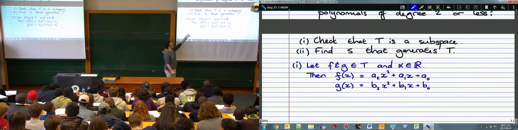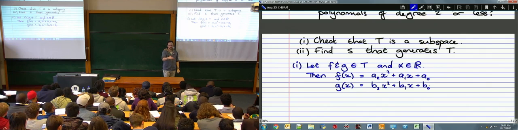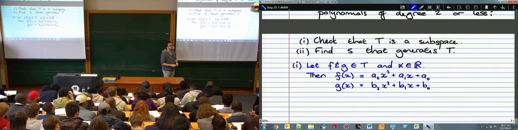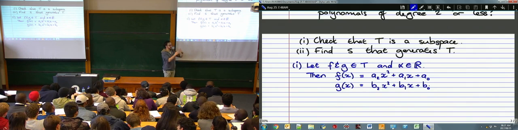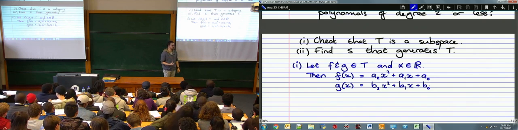Now what we have to do is check that when we add f to g, we get something which is in the same form. It's got to be a constant multiplied by x squared plus a constant multiplied by x plus a constant. Yes? When you're trying to prove this, would you still say that you're proving vector addition? Yes. It's the addition of two functions, but that's fine, because in this space, the vectors are functions.